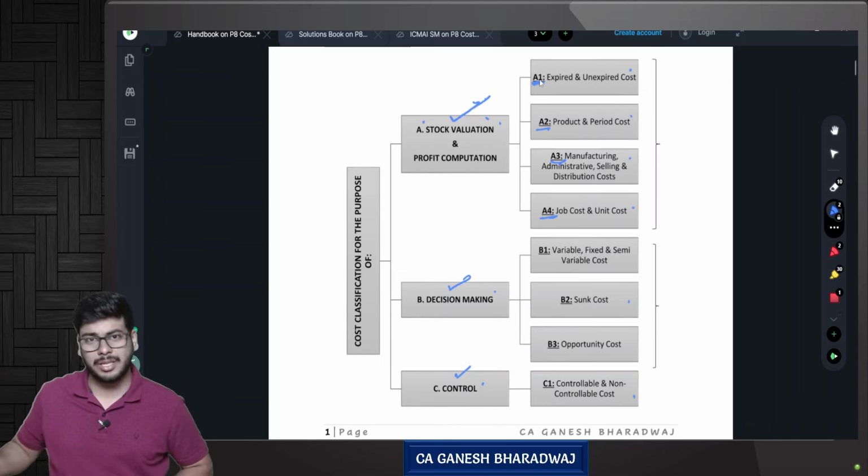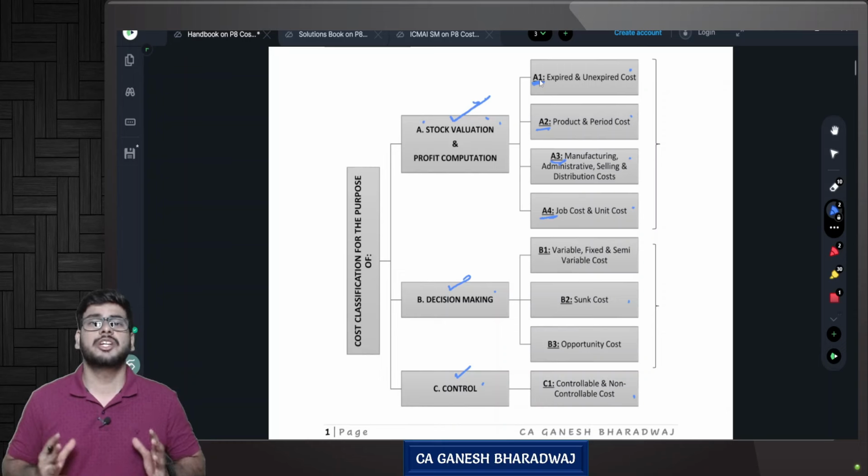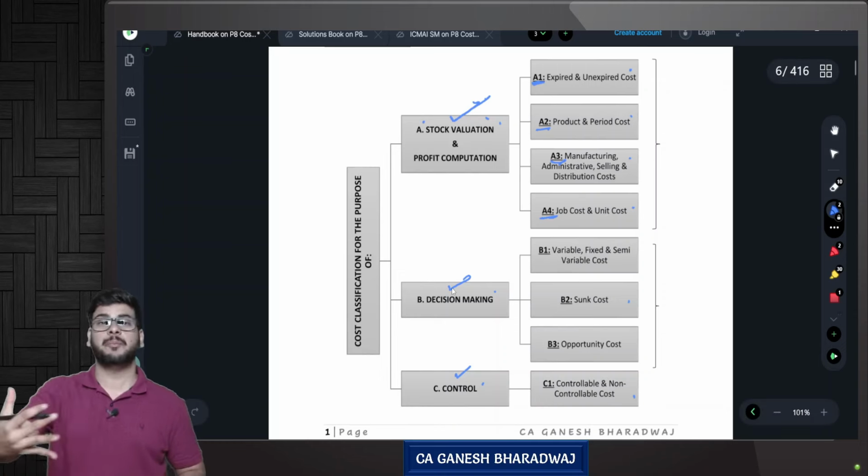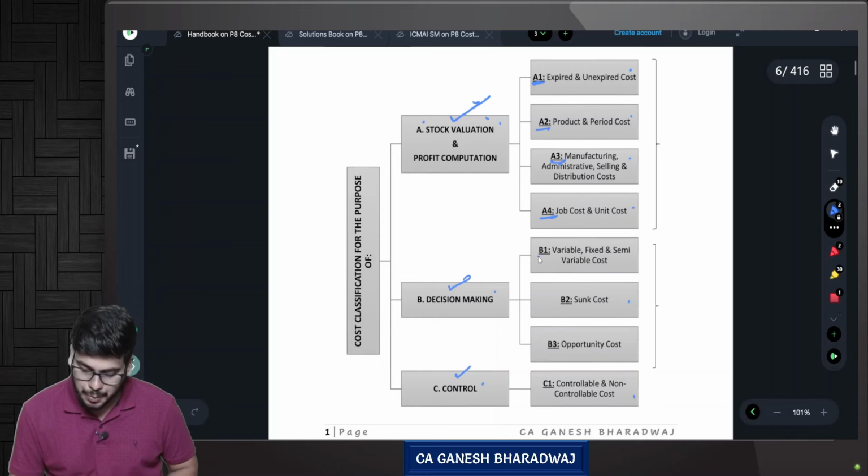What are these A1, A2, A3, A4? I will get into it, don't worry. But you just understand this for the time being. If you want to use cost accounting for the purpose of decision making, it needs to be looked at from the perspective of B1, B2 and B3.